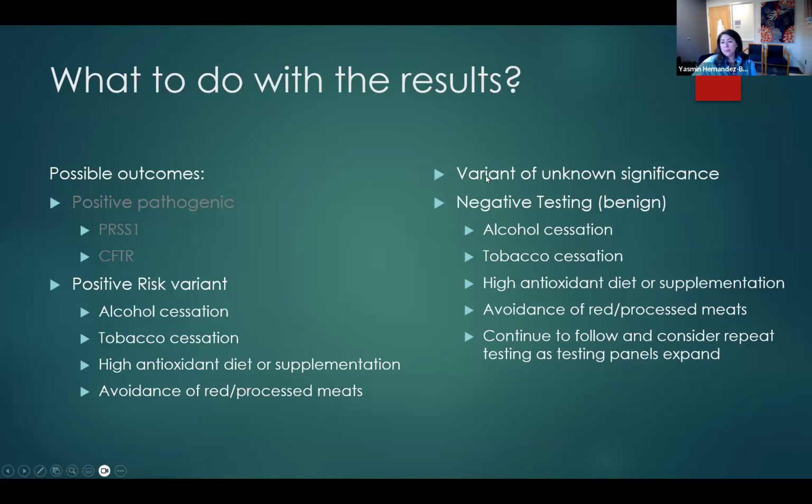You can also end up with a variant of unknown significance or negative testing. In these patients where I do not find a gene, or I find a gene where I don't exactly know what to do, I provide the same counseling as though I had found a genetic mutation, but I continue to follow patients because genetic testing always evolves over time. And these are patients that if something new comes out, I certainly want to offer them the opportunity for retesting.